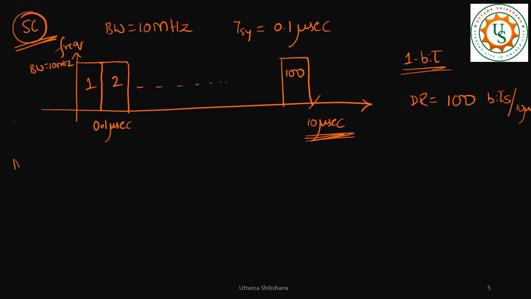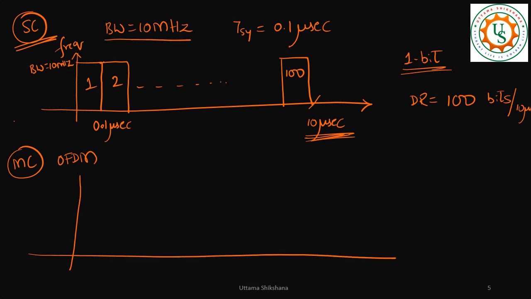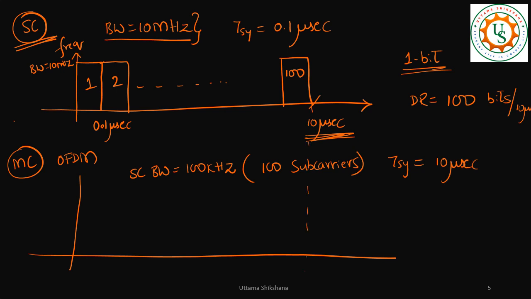Now I will go to the multi-carrier system, which is OFDM, right? In OFDM, what have we done? We have divided the bandwidth of 10 megahertz into multiple subcarriers of 100 kilohertz bandwidth, which means for the complete 10 megahertz, I will have 100 subcarriers. But what is the symbol duration? The symbol duration in this case is 10 microseconds. One subcarrier has a symbol duration of 10 microseconds, but we have 100 subcarriers. We are going to multiplex 100 subcarriers in this same duration with the OFDM concept, right?